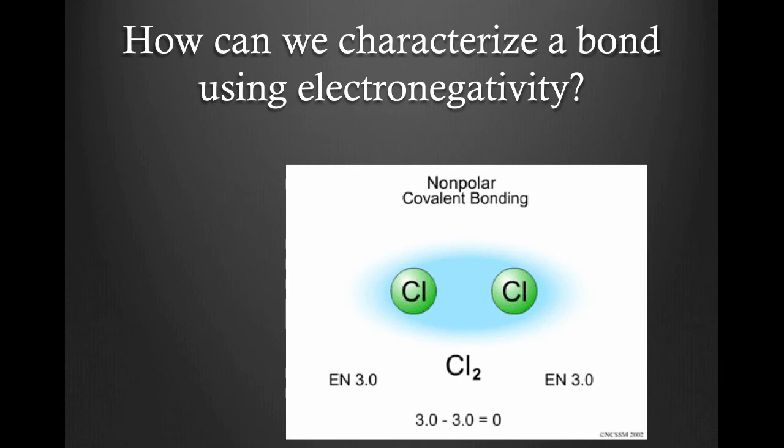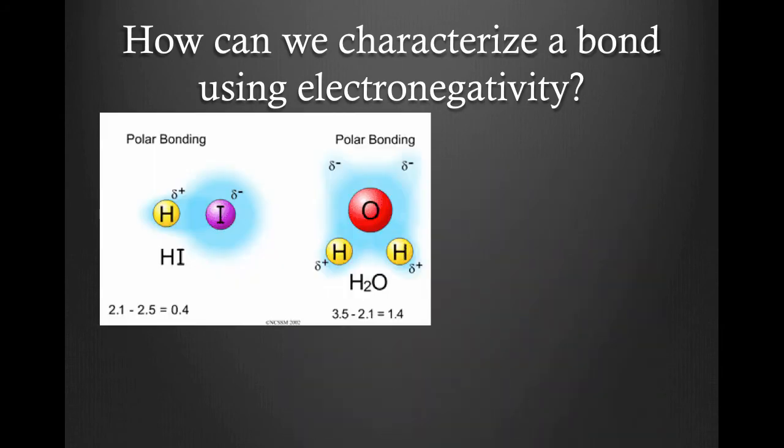So here we look at another example of non-polar covalent bonding, Cl2. We drew that early. So the way we can characterize a bond as non-polar covalent is by subtracting the two electronegativities. And if we get a number equal to 0, then we know we have a non-polar covalent bond. In polar covalent bonding, if we subtract the electronegativities and we get a difference between 0.0 and 1.8, then I know I have a polar covalent bond.